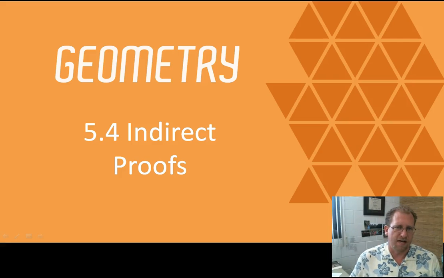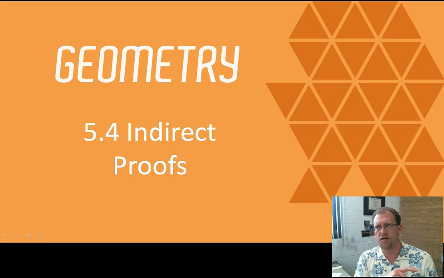This is kind of a weird section. We have been working this whole time on direct deductive proofs. Start with something, prove your way to something else. This lesson shows you that you can prove something by proving that the alternative is not true.